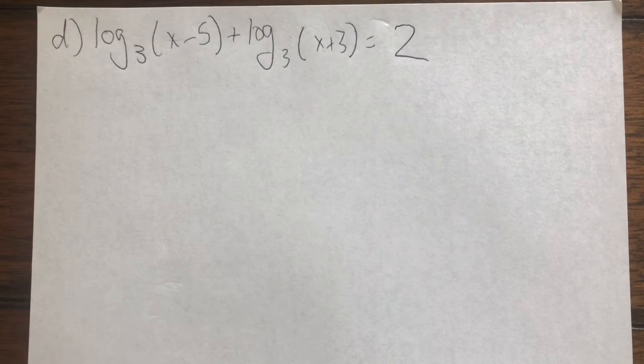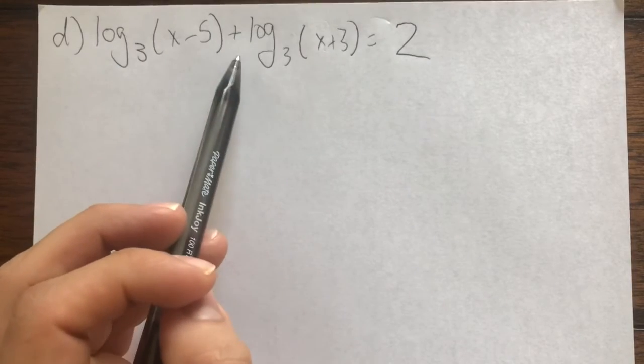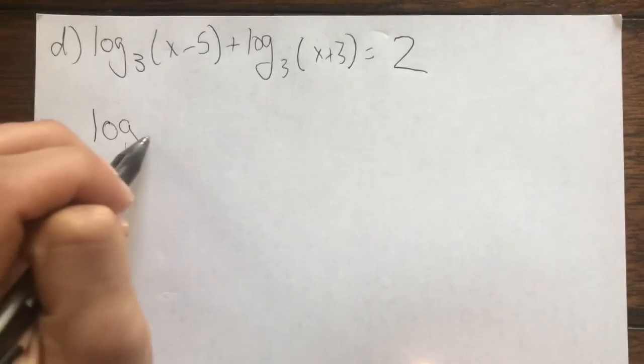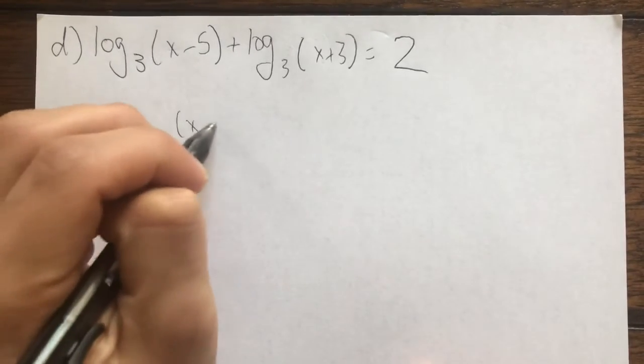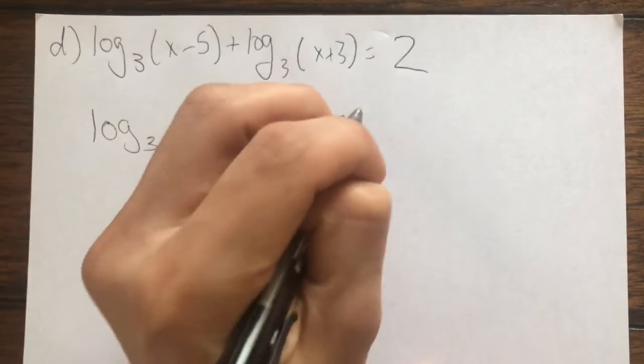For this one, we have log base 3 of (x minus 5) plus log base 3 of (x plus 3) equals 2. Now, the first thing we can do is use the properties of logarithms to further condense these two logs right here. Since we have these two logs adding to each other, I can rewrite it as a single log. So we have log base 3 of (x minus 5) times (x plus 3) equals 2.